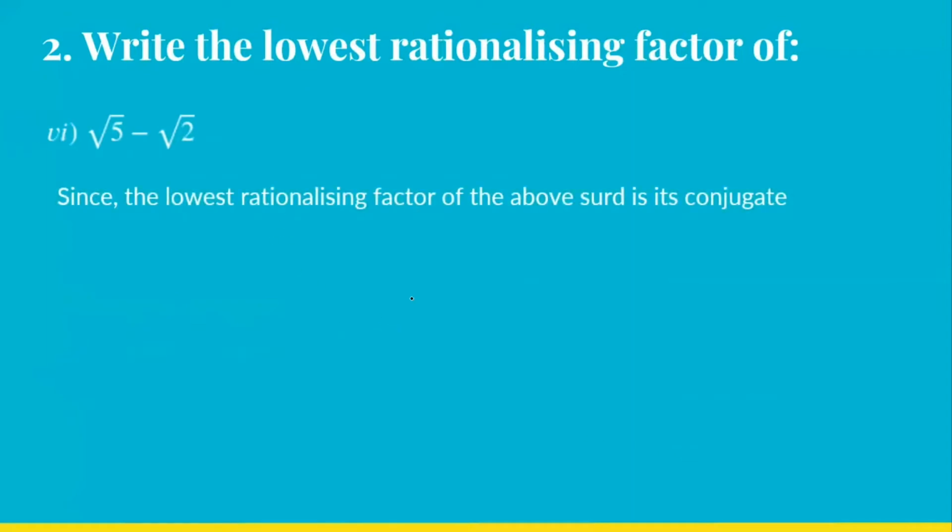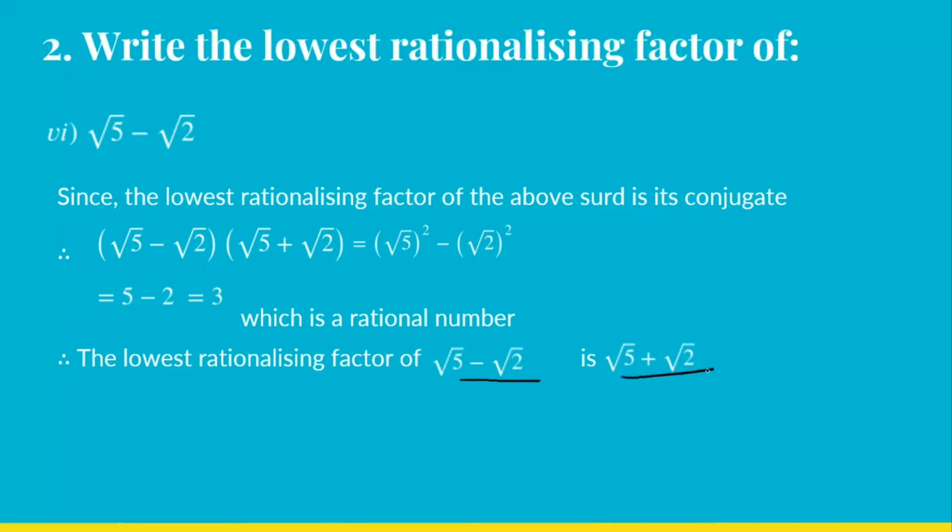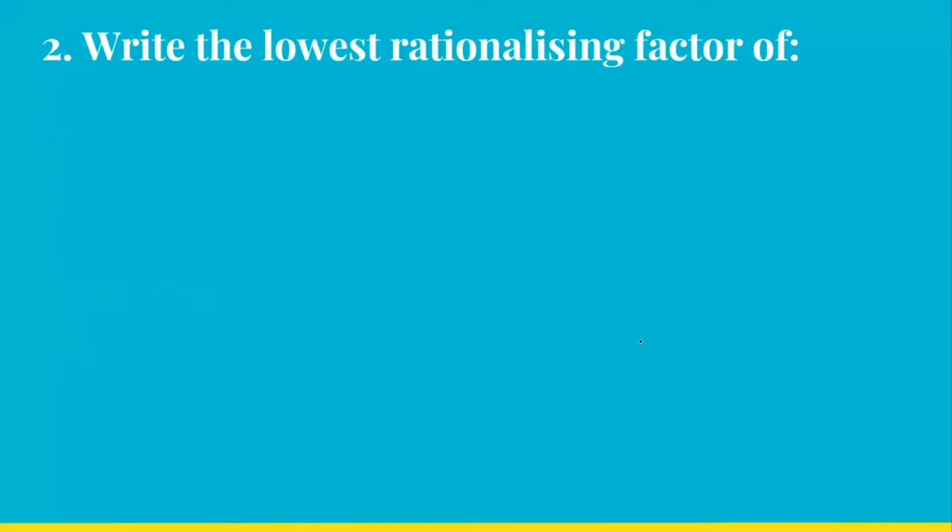So simply, with a plus sign in between, you have to multiply. So (a plus b) into (a minus b) is a square minus b square. Which we get as root 5 square is 5, and root 2 square is 2, so 5 minus 2 is 3, which is a rational number. So the rationalizing factor of root 5 minus root 2 is root 5 plus root 2. So we just need to change the sign, remember. That is called the conjugate.